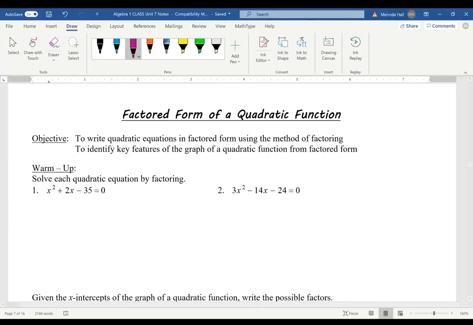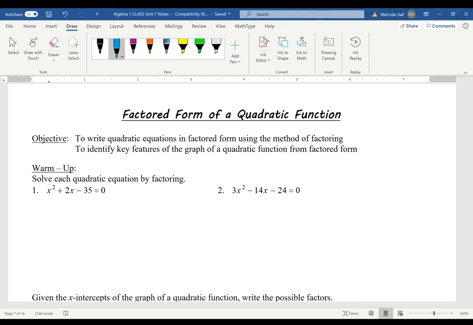the factored forms of quadratic functions. So what you're going to be doing today is getting standard form of these quadratics and then factoring them so that you can figure out the zeros and then graphing them. So it's going to be a great time. Anyways, so to start with the warm-up, we want to just make sure you know how to factor.